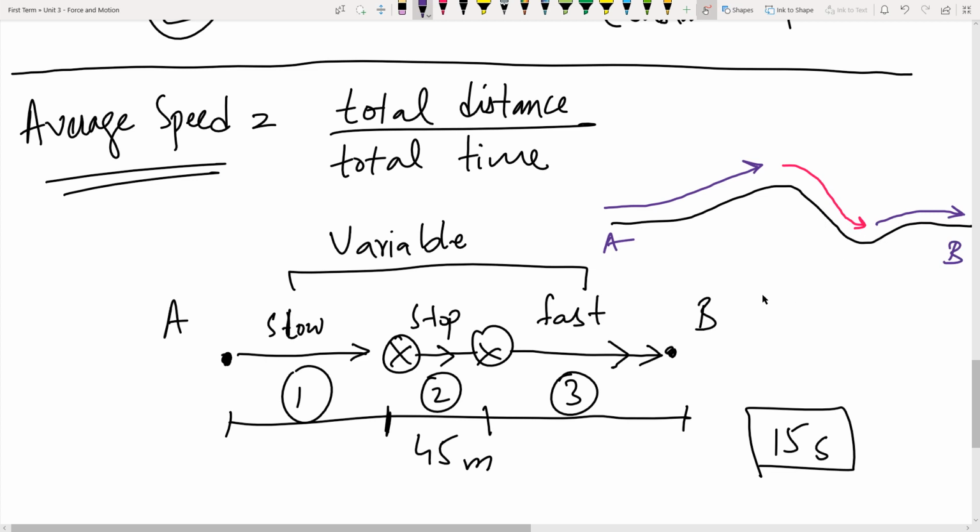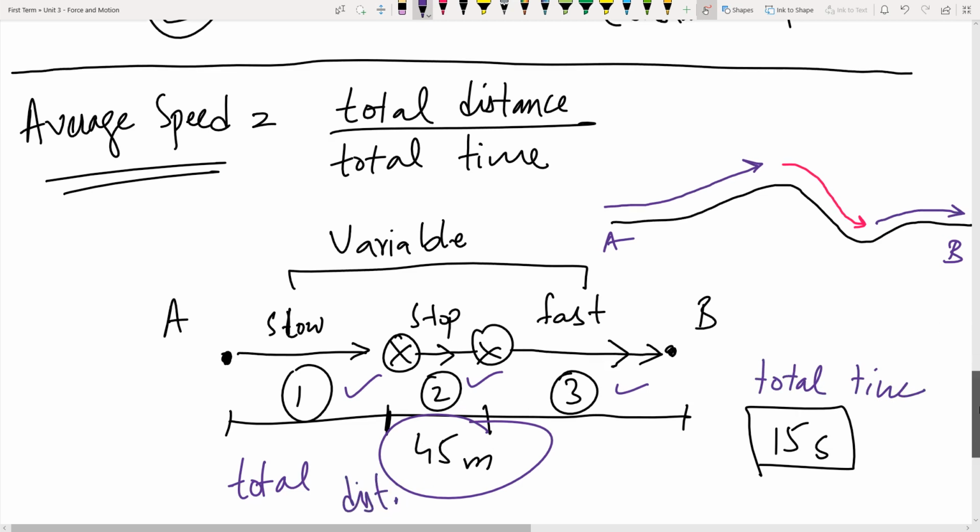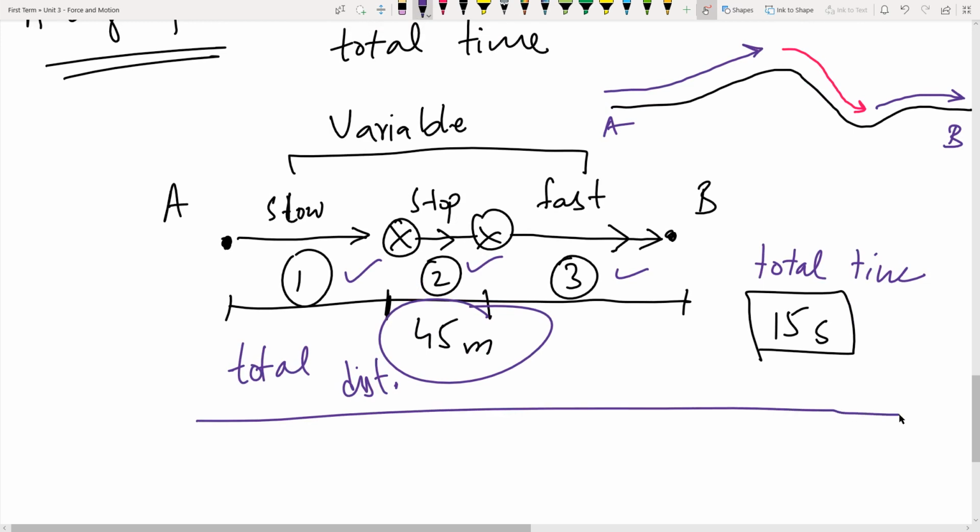So because of that, the motion may not be constant, and if we are only given the total distance, so this I will call total distance, because I need individual distances to calculate these individual speeds, right? I don't have that, so I just have total distance and total time, right? So this is what we call average speed, right? So it works out the same way.